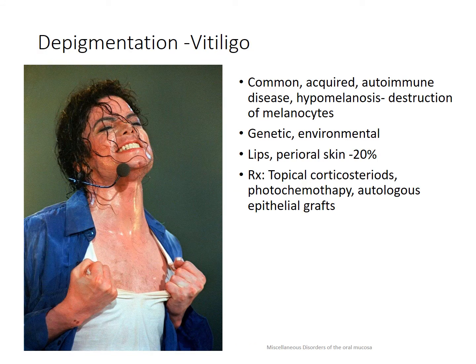Now, we've talked about pigmentation, let's talk about depigmentation as well. Generally, the disease that arises because of depigmentation is called vitiligo. It's a common acquired autoimmune disease causing hypomelanosis, and destruction of melanocytes happens in that. It could be genetic or environmental. Lips and perioral skin are generally affected in 20% of the cases. The treatment generally could be topical corticosteroids, photochemotherapy, and autologous epithelial grafts can also be done to deal with the pigment.